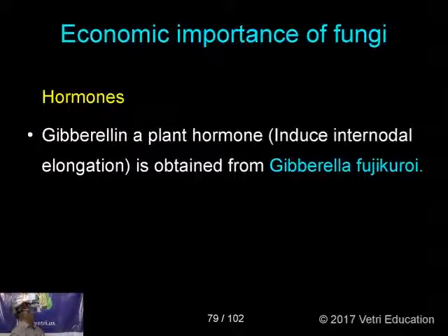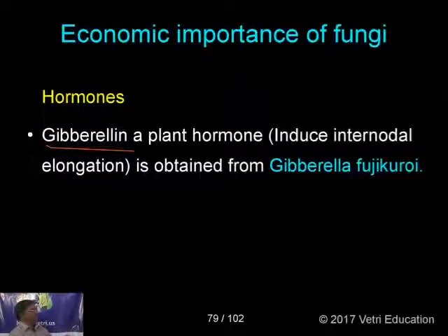Regarding the hormones, gibberellin is a hormone that induces internodal elongation. Actually, in plant season, that is paddy vegetation, a farmer found out some plants were very tall. So he thought there was more manure in those plants, but later it was observed these plants were affected by a disease called Bakanae disease.